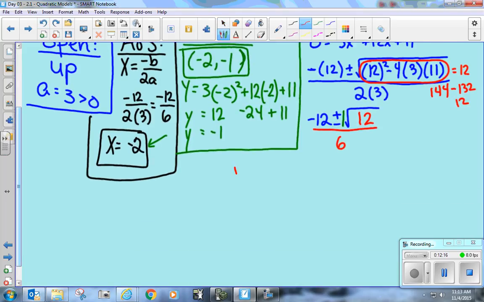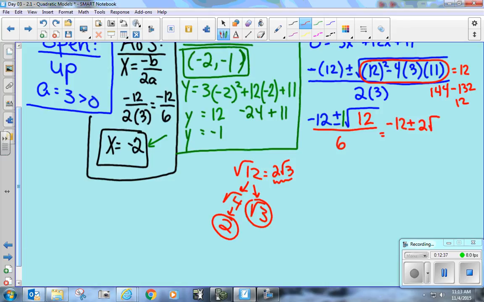Radical 12 is what? That is radical 4 and 3 times radical 3. And what is the square root of 4? 2. So radical 12 is the same thing as 2 radical 3. So I'm going to put this in place of my radical 12 up here. So I'm going to say I have negative 12 plus or minus 2 radical 3 all over 6.